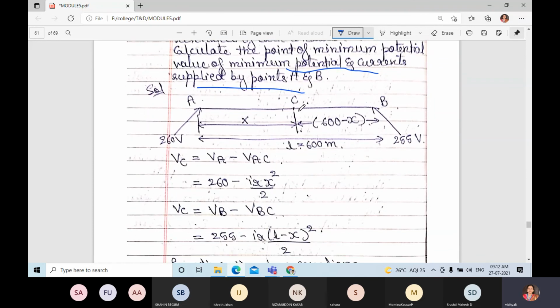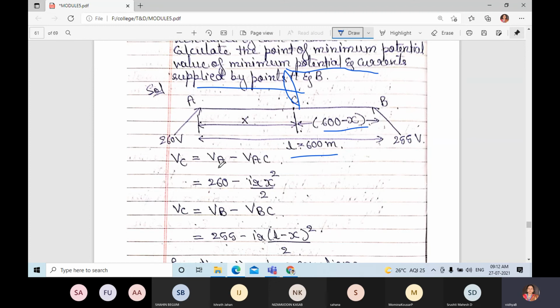Now we shall consider a point C, because we don't know the current. We shall consider the point C at a distance x from A, and the remaining distance is 600 minus x, because we don't know how much the distance is. L is equal to 600 meter.